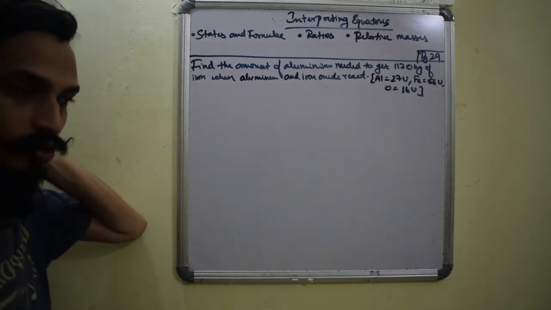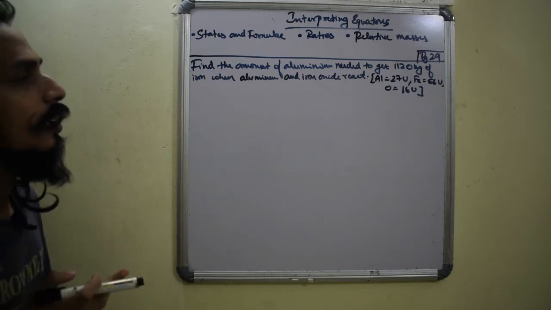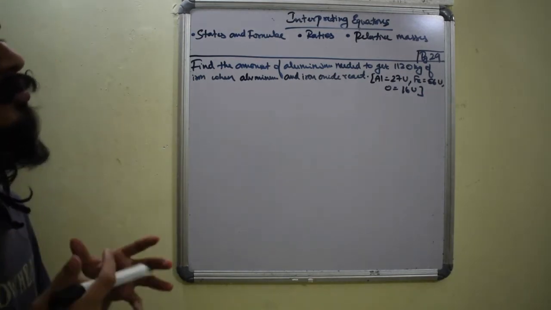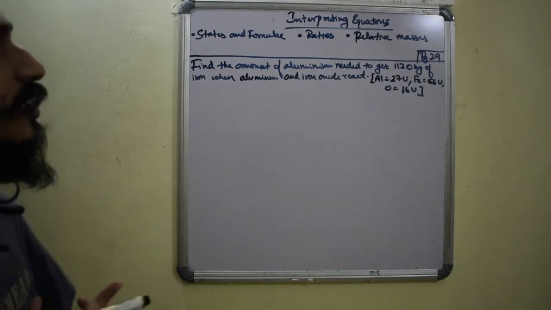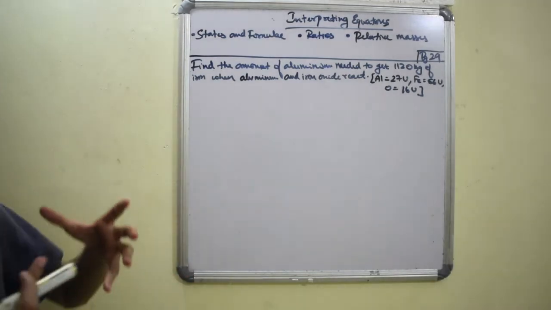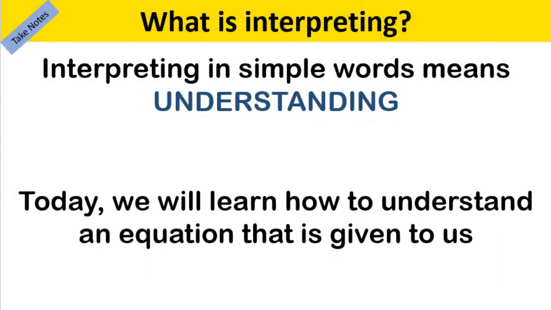Hey guys, so today we are going to look at the last topic for this chapter. Yesterday we looked at how do I make more information in my equations, right? So today we are going to look at how do I interpret equations, how do I understand something from an equation that is given to me.